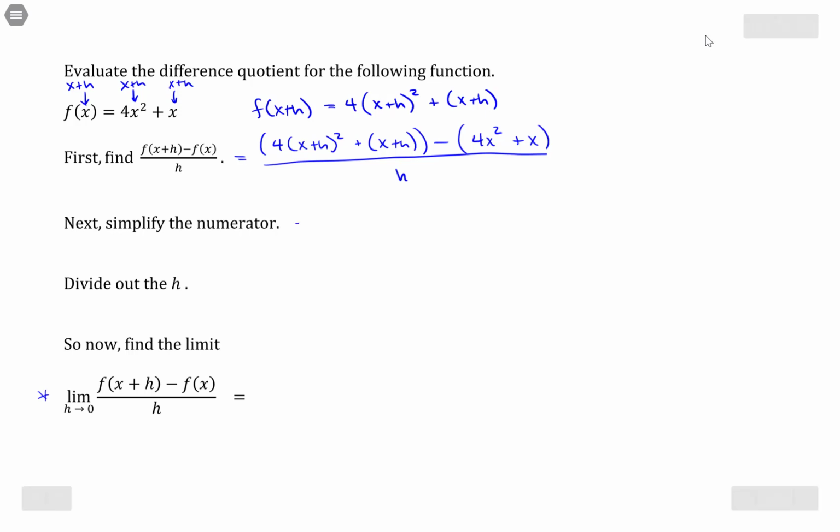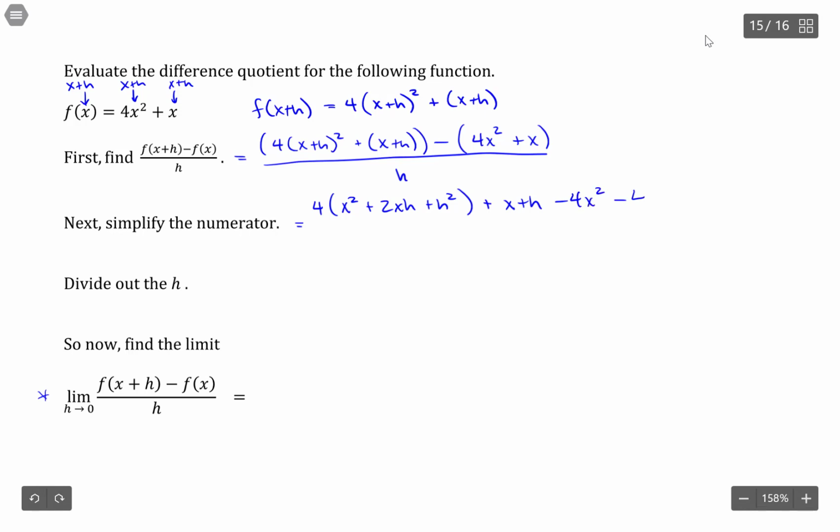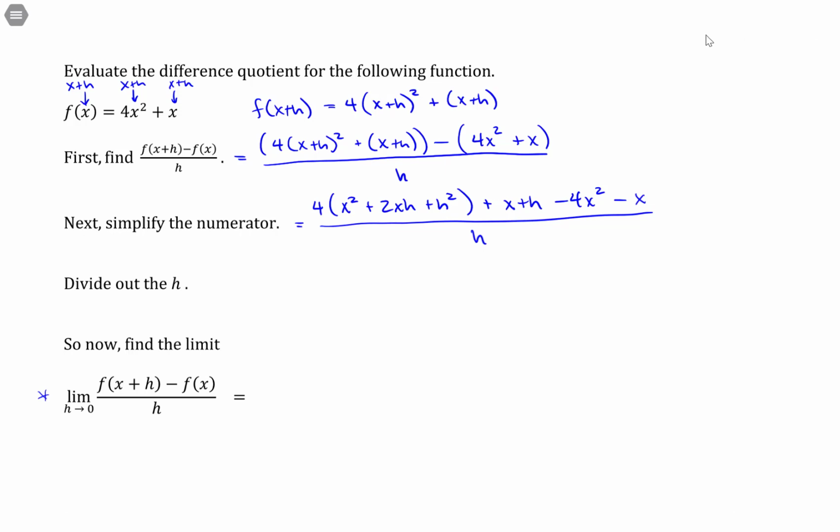So now we need to do a little bit of algebra. And what we can do to simplify the numerator first is to square this binomial. So I would have 4 times x squared plus 2xh plus h squared plus x plus h, and I'm getting rid of parentheses where I can. And then this negative, I'm going to go ahead and distribute and get rid of that. So this would be minus 4x squared and minus x. We're still all over h here. It's not simplified just yet. I've got a little bit more I can do.